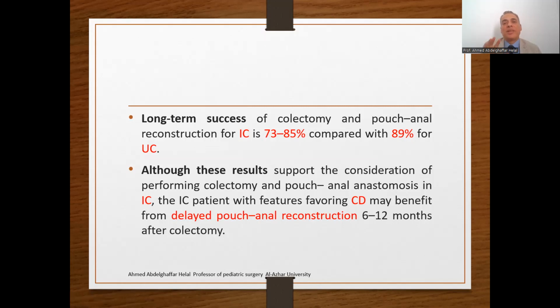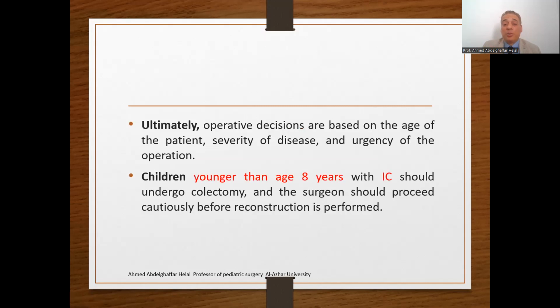Delay the anastomosis and give medical treatment to be sure that there will not be a complication related to pouchitis, inflammation, sepsis. Ultimately, the operative decisions are based on the age of the patient, severity of the disease, and urgency of the operation in case of indeterminate colitis.